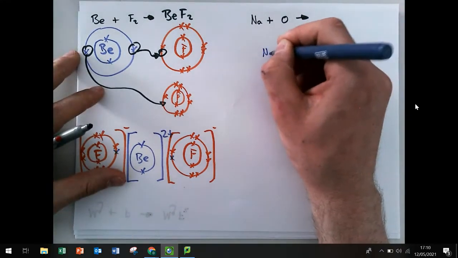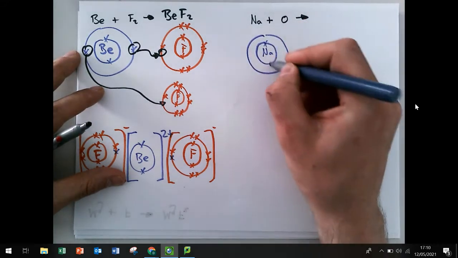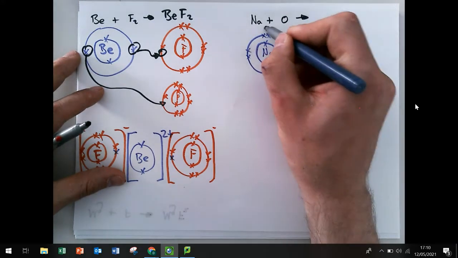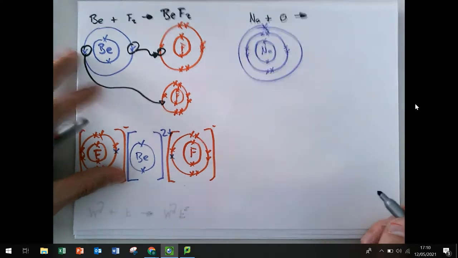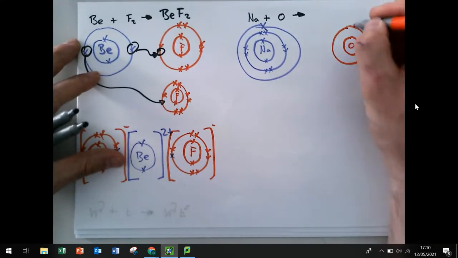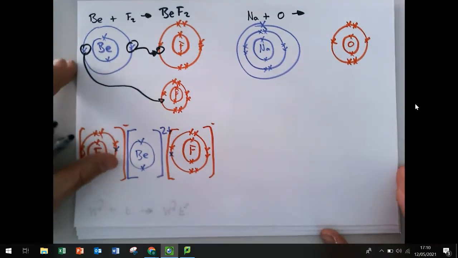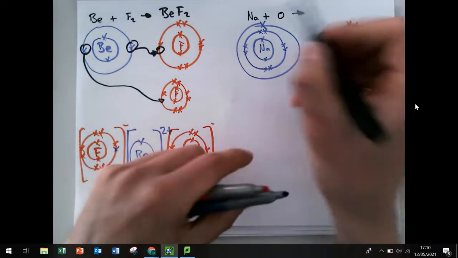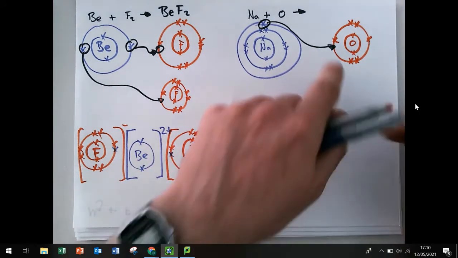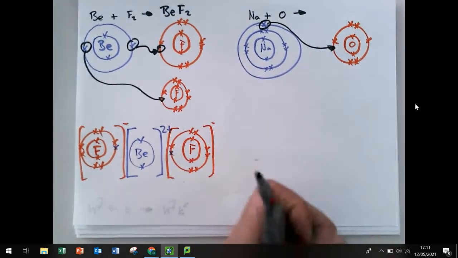So let's draw sodium. Looking at my periodic table, I know that it has 11 electrons. 1, 2, 3, 4, 5, 6, 7, 8, 9, 10, 11. And oxygen has 8 electrons. 1, 2, 3, 4, 5, 6, 7, 8. What's the easiest way to form an ion? Well, sodium has 1 in its outer shell, so it'd be really nice if we could lose that 1. What about oxygen? Well, it's going to gain 1, but it's still missing 1 electron. So what's the solution? We're going to add a second sodium atom.